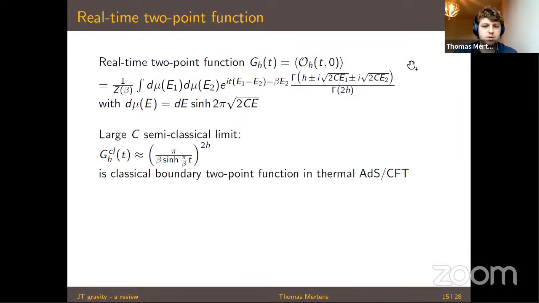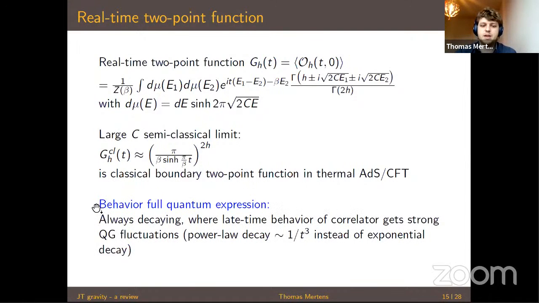Now, as a check, if you take the semi-classical limit where you turn off gravitational fluctuations, and as I mentioned in the beginning, this happens at large C, big C, then this thing goes to this object, which is of course the classical boundary 2-point function you would have in thermal AdS/CFT.